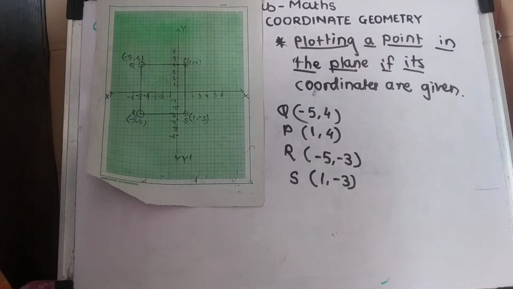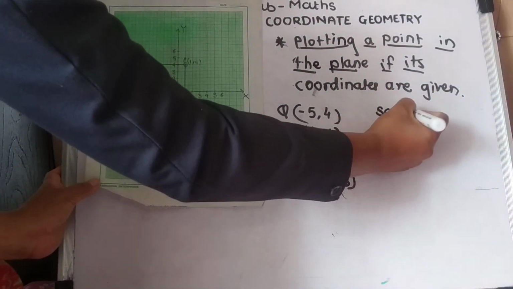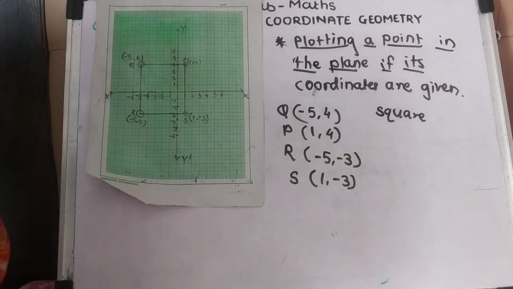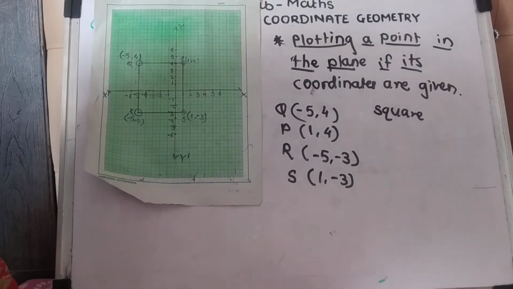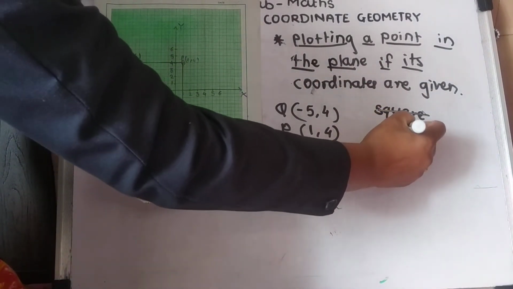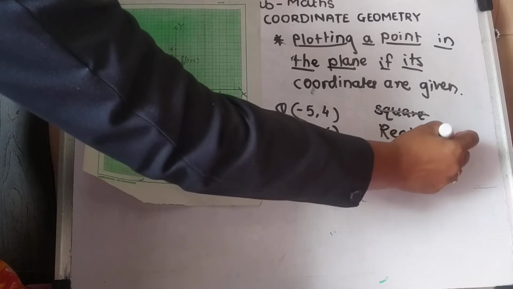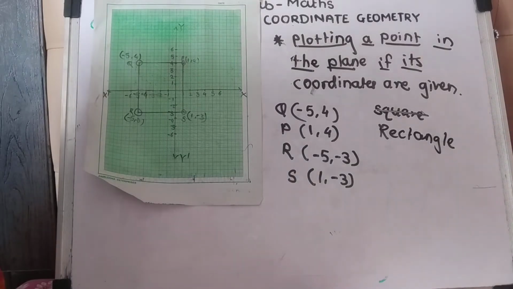Now, what kind of figure is formed over here? Yes, a square is formed. Square formed, right? Sorry, this is not a square. It is a rectangle, right? A rectangle is formed. Now, if it is asked to find out the area of this rectangle, how are we going to find out? Let us see.